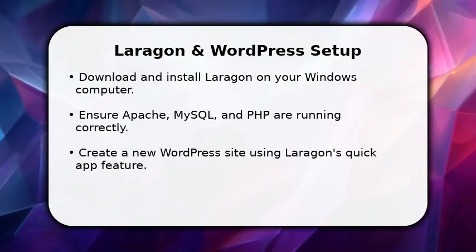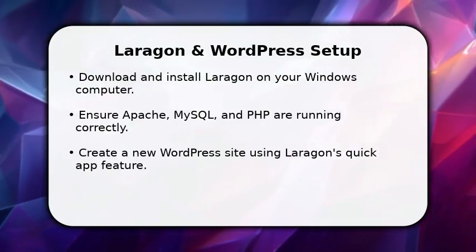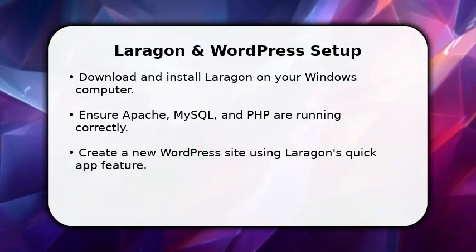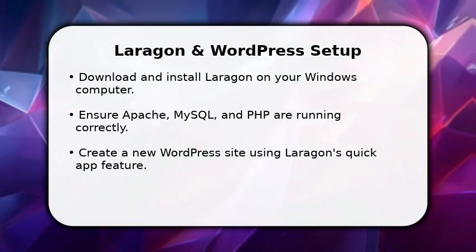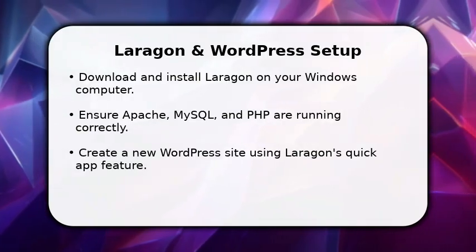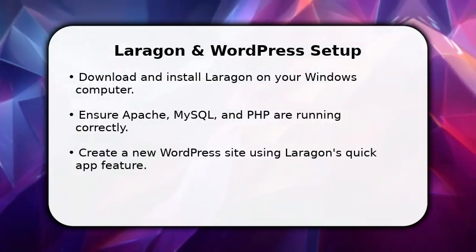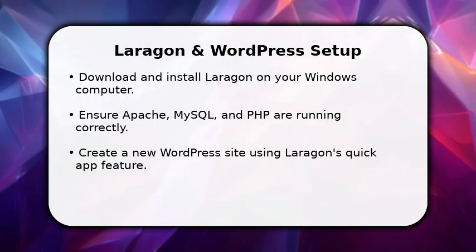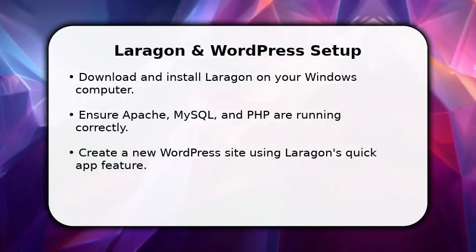Enjoy the video. In this video, I will explain how to use Laragon for WordPress. First, download and install Laragon on your Windows machine. Once installed, ensure Apache, MySQL, and PHP services are running. Then, use Laragon's Quick App feature to create a new WordPress site in just a few clicks.